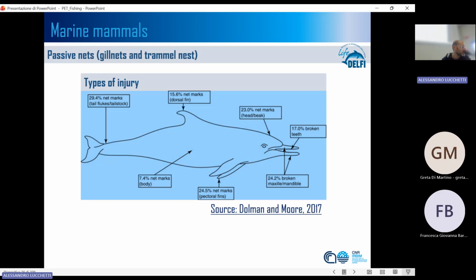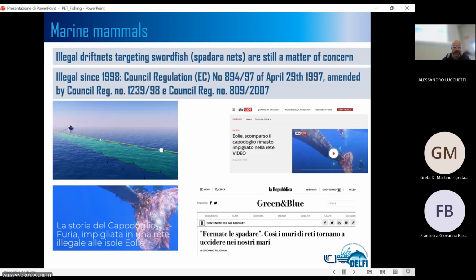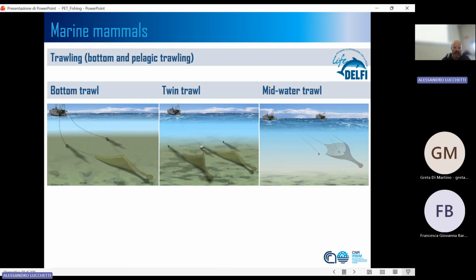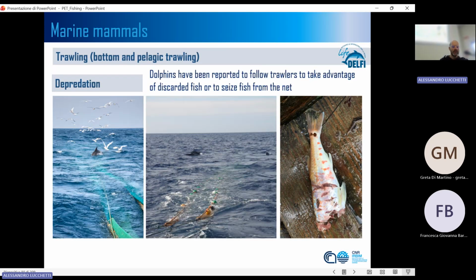The type of injuries also depends on where the net or where they hit the gear. This type of net, the drift nets, are illegal since 98, if I remember well. Okay, I don't want to waste time again. Marine mammals with bottom trawling. We have all this type of gear here in the Adriatic.